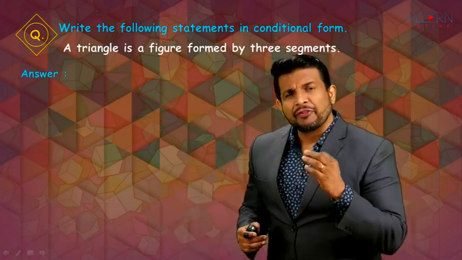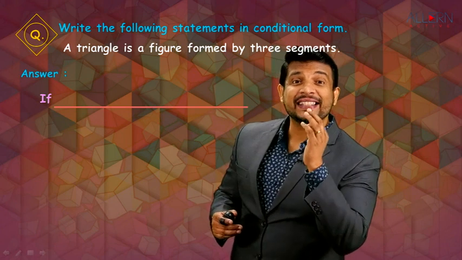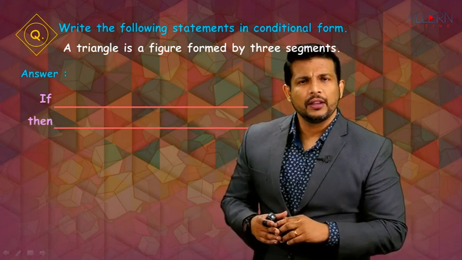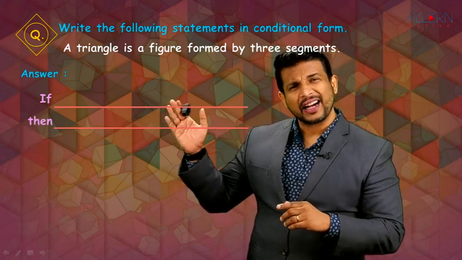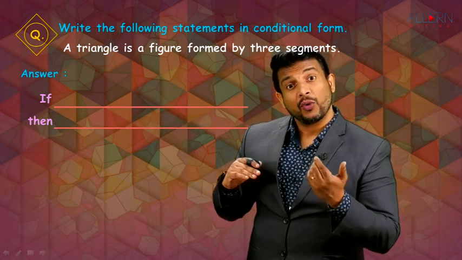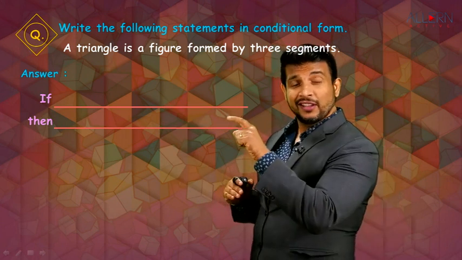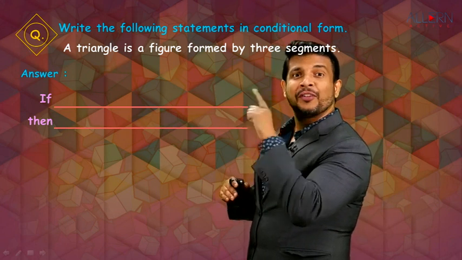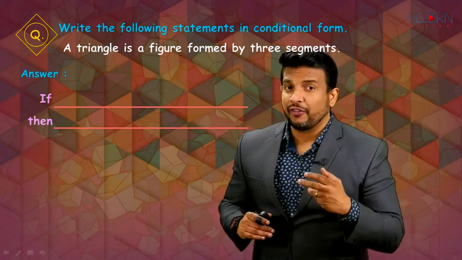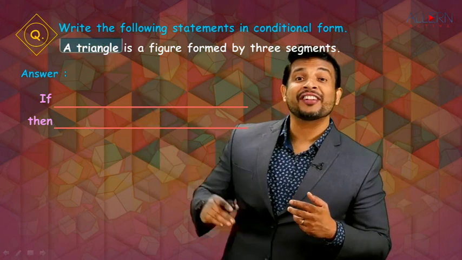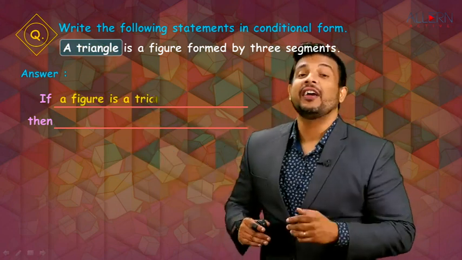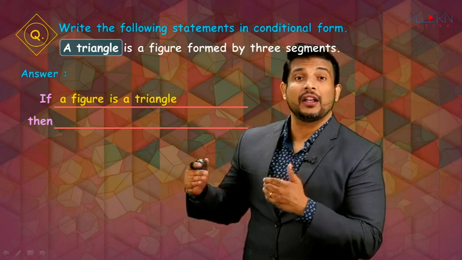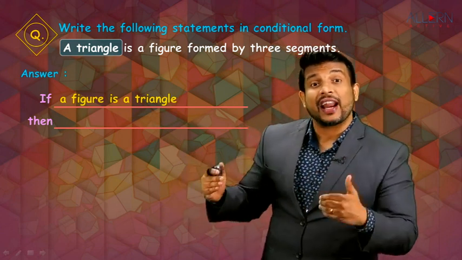A triangle is a figure formed by 3 segments, right? So what are we talking about? We are talking about a triangle, right? And formed by what? 3 segments, which will come in the after then. And here we are talking about the triangle, which is a figure. So what do we write? If what? What is the figure? The figure is a triangle. So we write if a figure is a triangle. If the figure is a triangle.